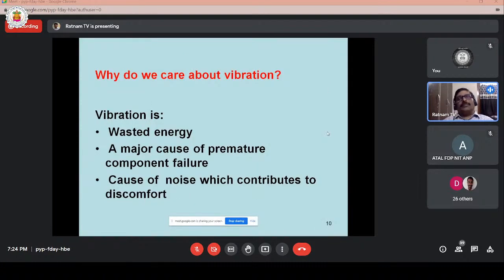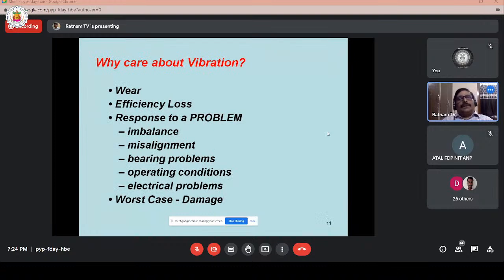So why do we care about vibration? Vibration is wasted energy. It's a major cause of premature component failure. Noise is a byproduct of vibration, which causes discomfort to the people working in the environment. So there is wear and tear in the components, like bearings, shafting, gears. Due to this wear and tear, there will be an efficiency loss.